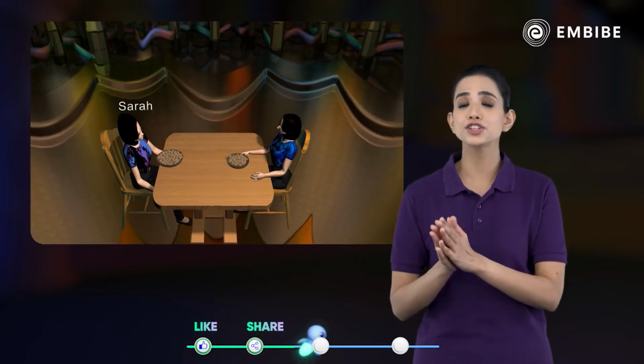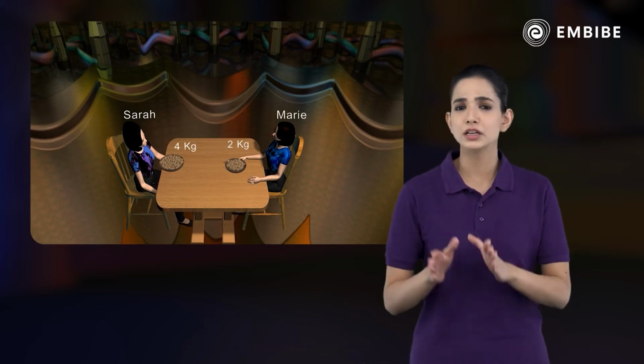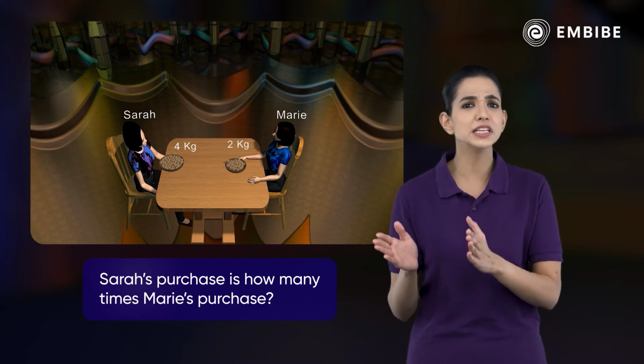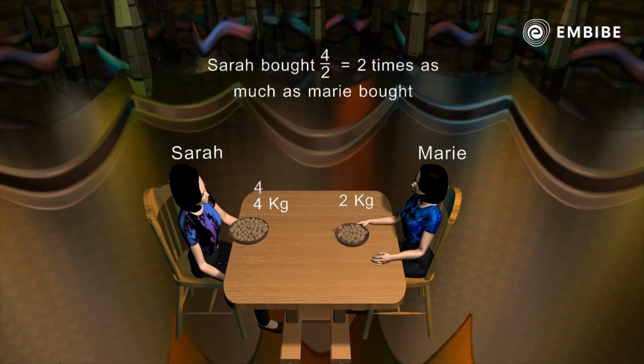Sarah bought 4 kg of potatoes and Mary got 2 kg of potatoes. Sarah's purchase is how many times Mary's purchase? Sarah bought 4 upon 2, which is equal to 2 upon 1, which is equal to 2. Therefore, Sarah bought 2 times as much as Mary bought.